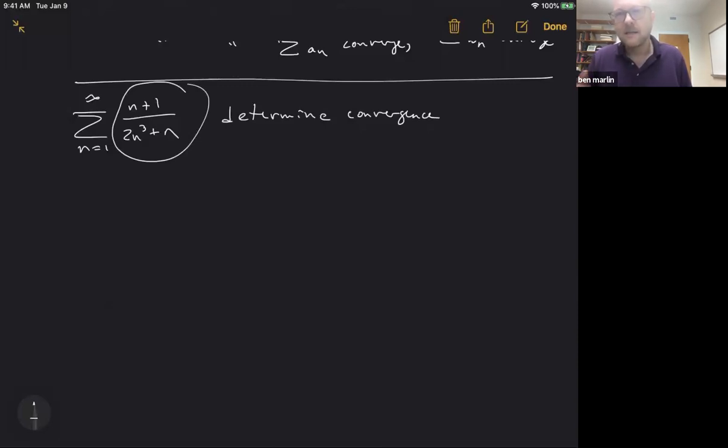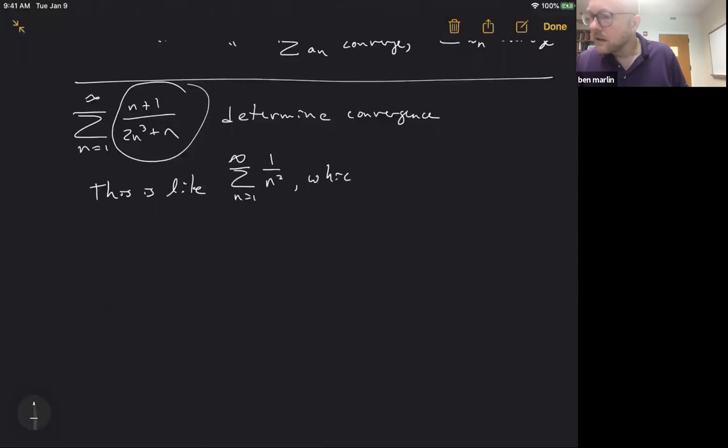This is like a p-series with p equal to 2. So I'm going to say this is like summation n equals 1 to infinity, 1 over n squared, which converges by p-series. Okay, and then I'm going to take my limit as n goes to infinity.